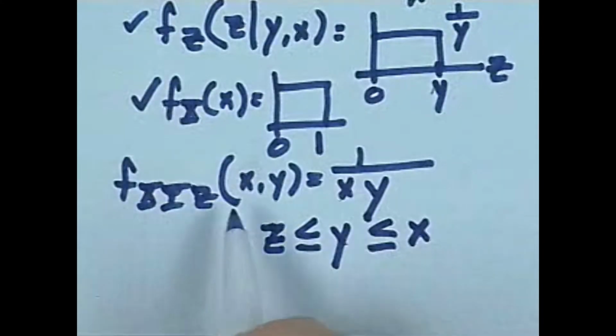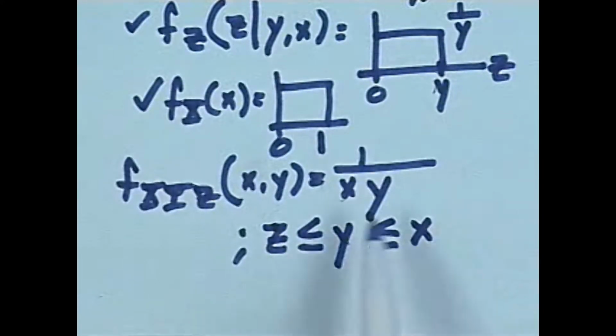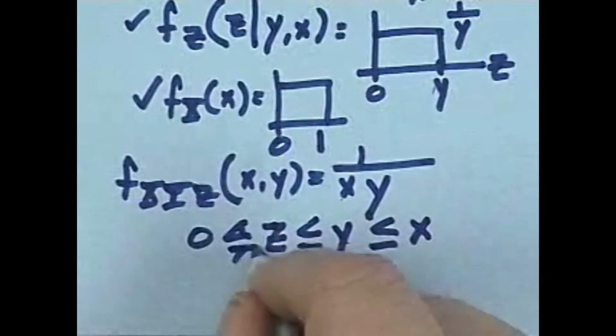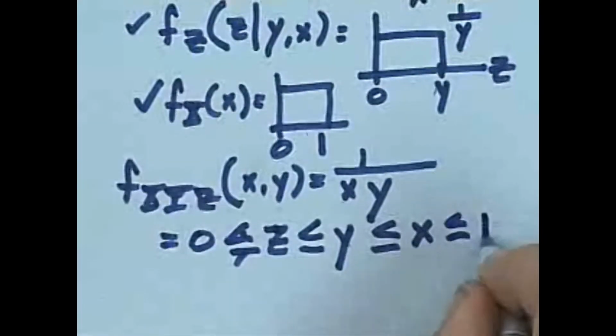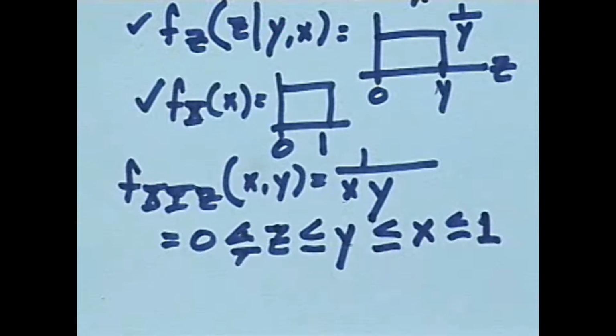So therefore we have the density function being equal to 1 over xy over this region in the xy plane, and of course the lower limit for z is 0 and the upper limit for x is 1. So therefore we're constrained to be within this wedge, if you will, in the unit box. So this then is the solution to the problem. Does that answer your question? Okay. Anything else on this problem?